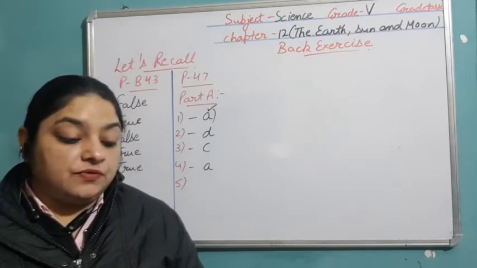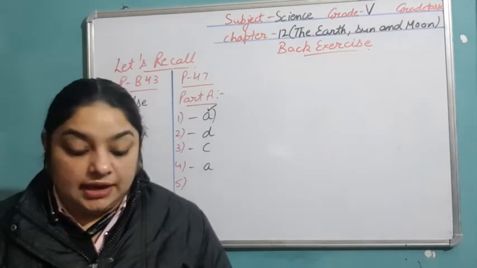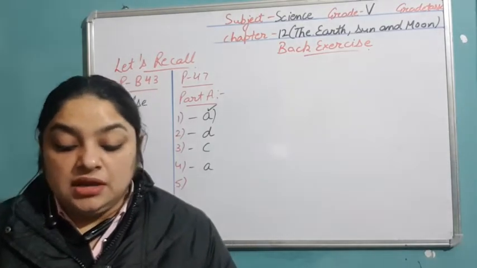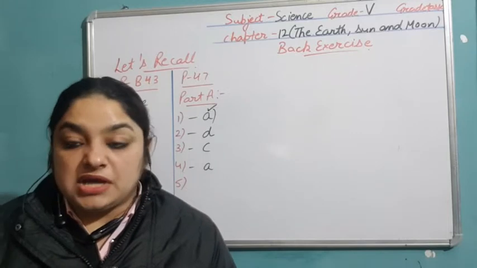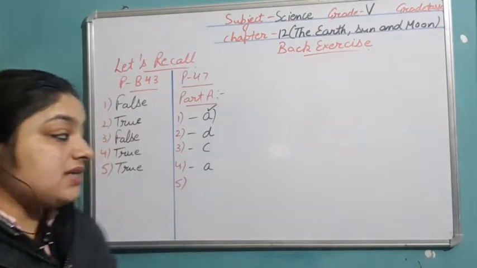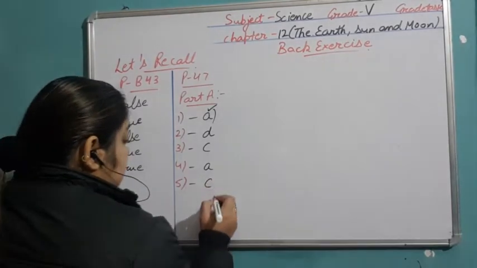Fifth is, which of the following is not an artificial satellite? A. Sputnik 1, B. Aryabhat, C. Moon, D. Bhaskar. Now out of these, Sputnik 1, Aryabhat, Bhaskar 1, these are type of artificial satellites. Moon is kind of natural. So answer is C. Moon.